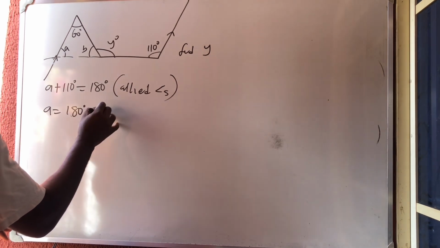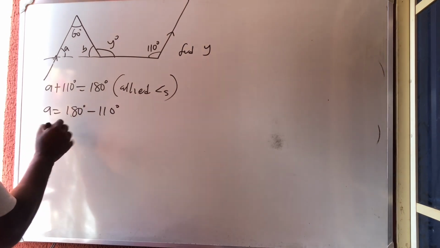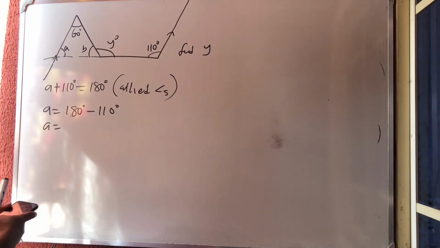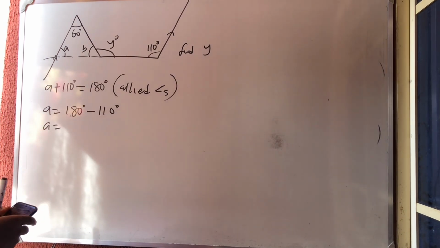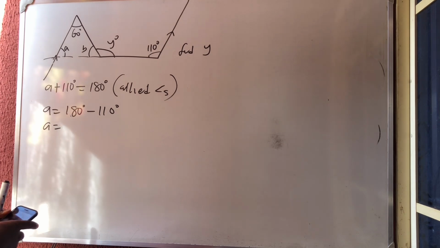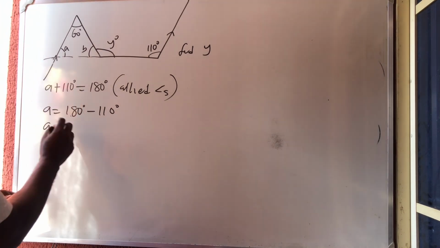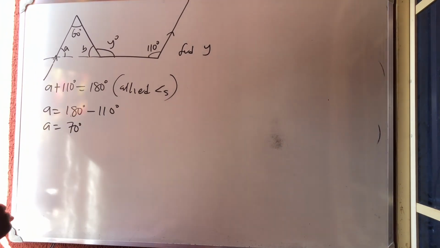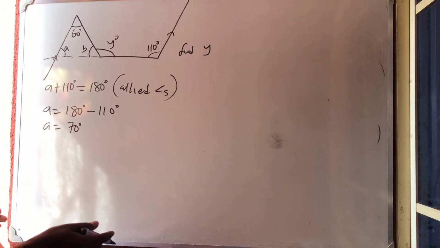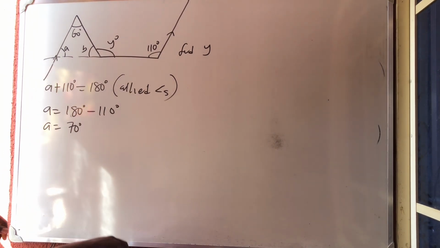180 degrees minus 110 degrees. So my A is equal to 180 minus 110. So I'm having 70 degrees. So I've gotten my A to be 70 degrees. How do you get your B?